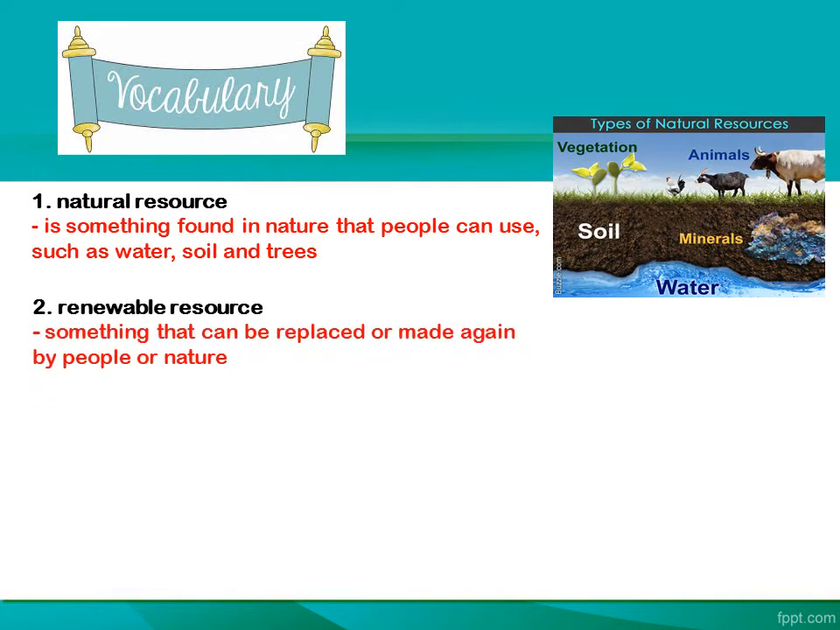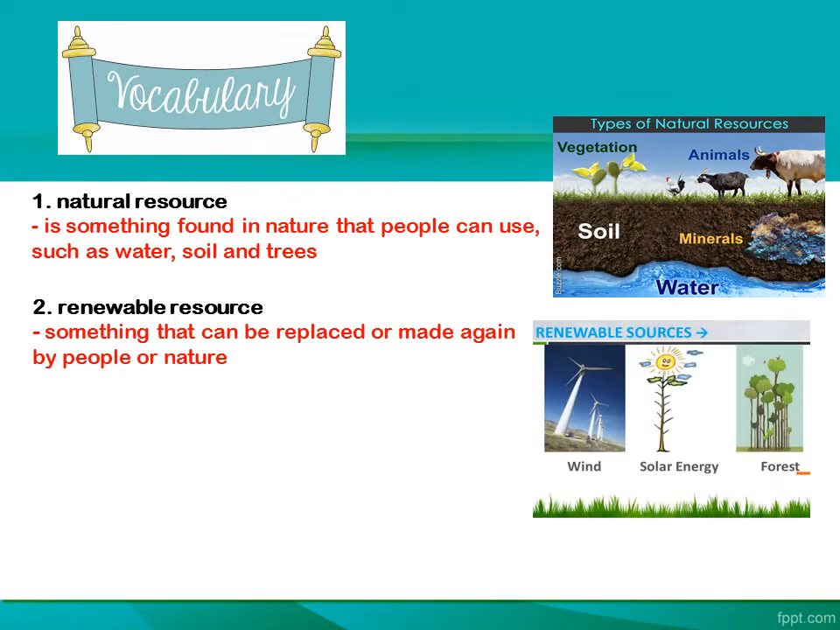And number 2, it is something that can be replaced or made again by people or nature, and that is renewable resource. Okay, normally living things replace themselves through reproduction, like plants and animals, and I believe we already learned that from our science lesson. Okay, example, we have here wind, solar energy, forest, or trees. So just remember, it is a resource that can be used repeatedly or can be replaced naturally.